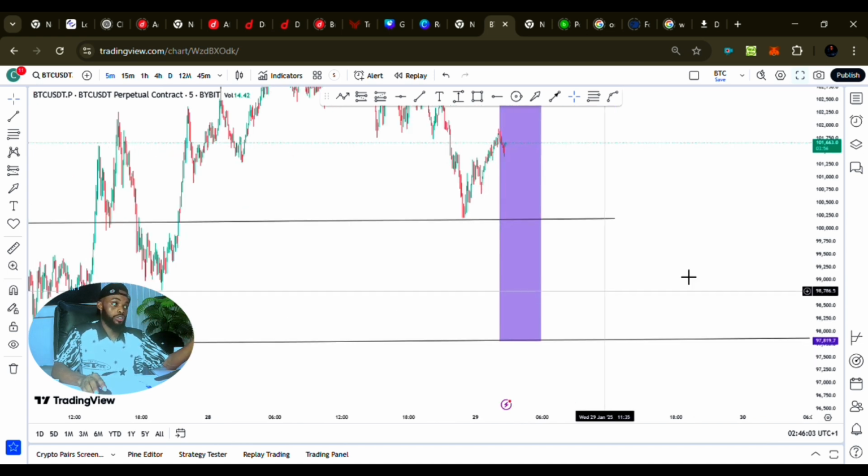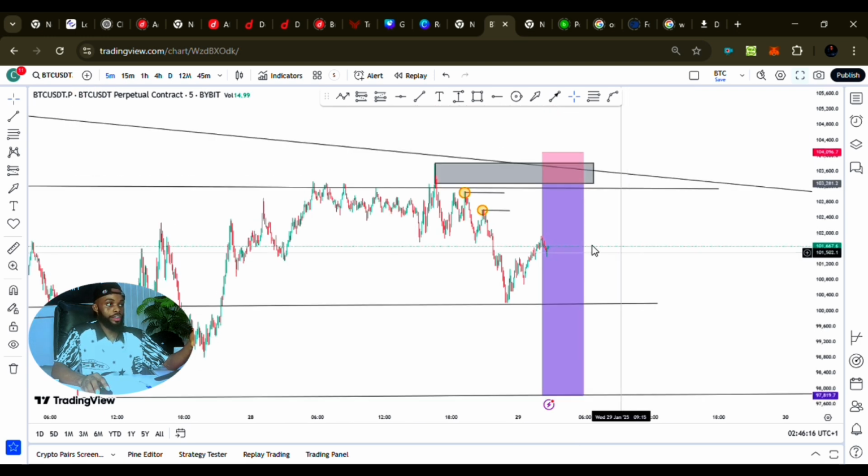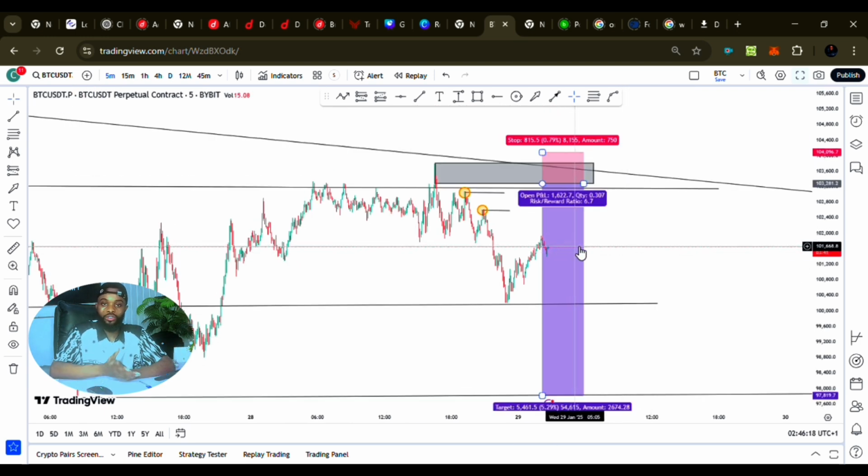Not really nearest to the internal swing low as I've marked it out. This is my support, and from here it's acting as resistance, and this is my internal major support, right? So as you can see, the risk to reward here is 6.7 risk to reward, right?